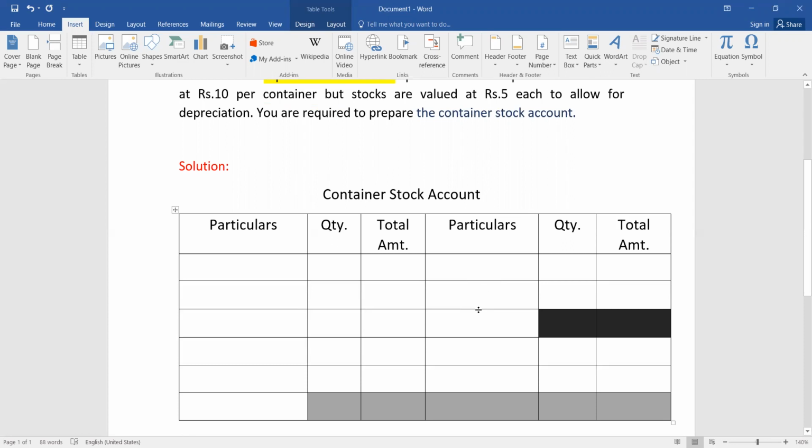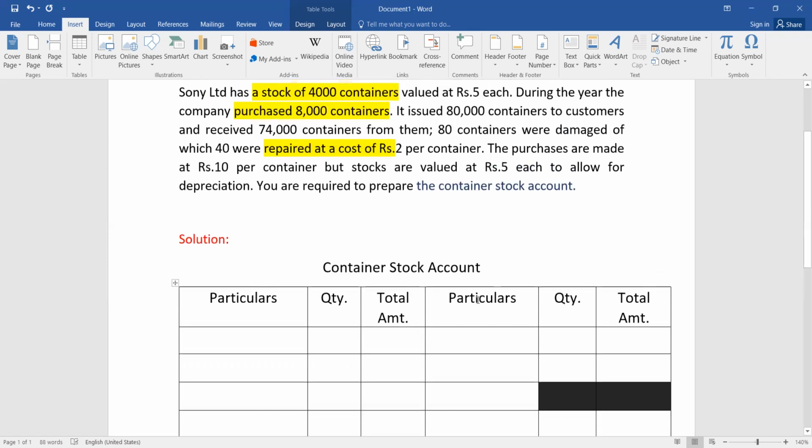Remember, the container stock account is prepared to understand the depreciation that is charged for the use of packages and transferred to the profit and loss account, and that is what we are taking in the credit side. The balancing figure would be transferred to the depreciation account. So let's quickly prepare the container stock account.